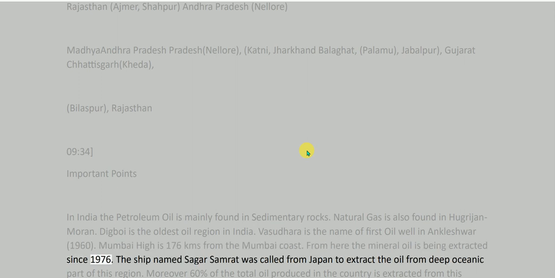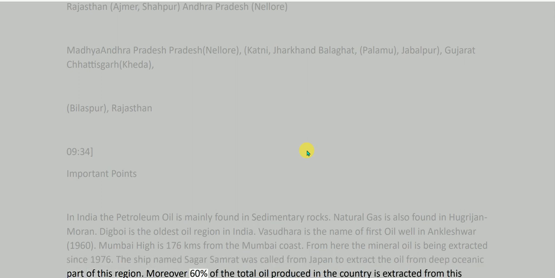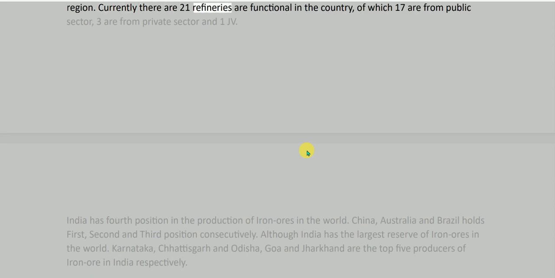Since 1976, the ship named Sagar Samrat was brought from Japan to extract oil from the deep oceanic part of this region. Moreover, 60% of the total oil produced in the country is extracted from this region. Currently there are 21 refineries functional in the country, of which 17 are from the public sector, 3 are from the private sector and 1 is a JV.